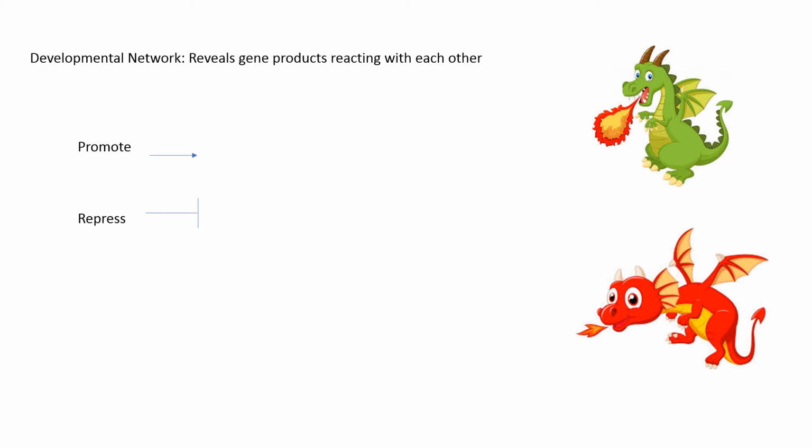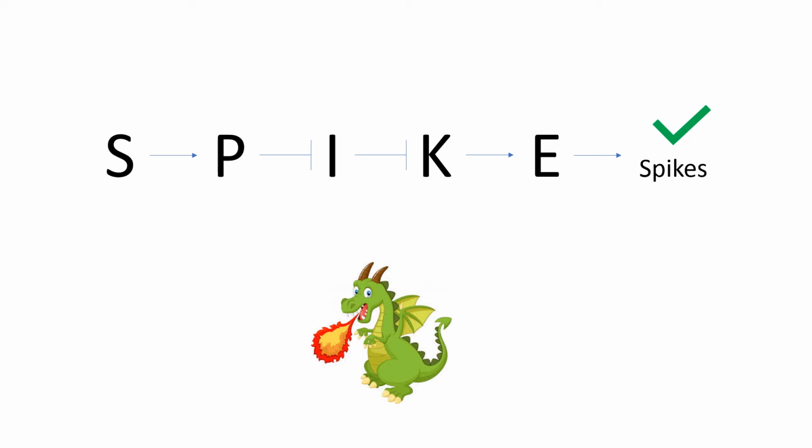Before we get started, there are some important things to know. A developmental network is a genetic network that reveals how gene products will react with each other. For this video, we will be looking at developmental pathways. On these pathways, you will see two signs: a promote sign with an arrow and a repress sign with a block. This is the developmental pathway that we will be looking at, which is the developmental pathway for dragons with thorns on their back. The first version we will be discussing is a wild-type version.